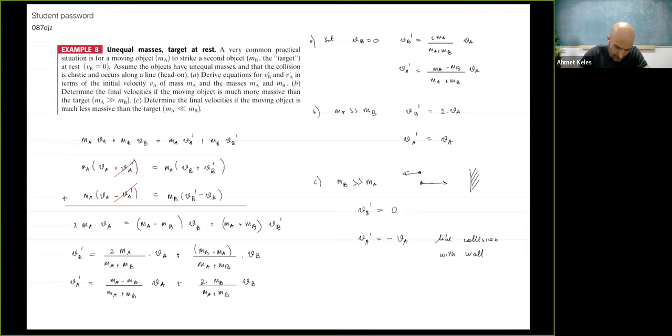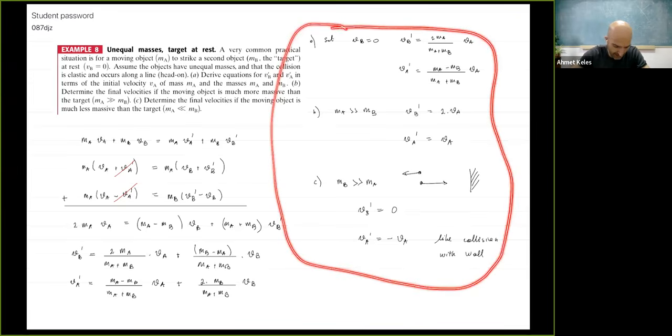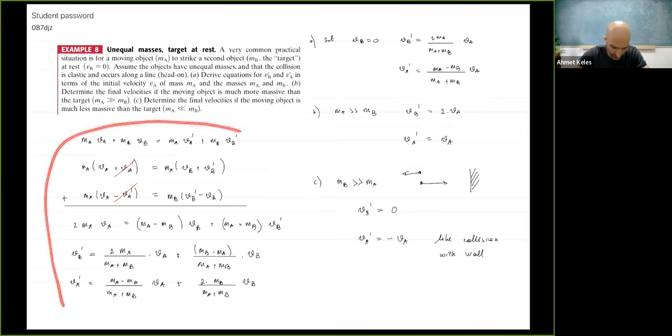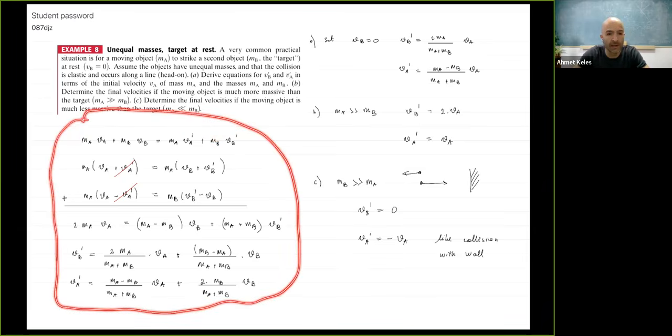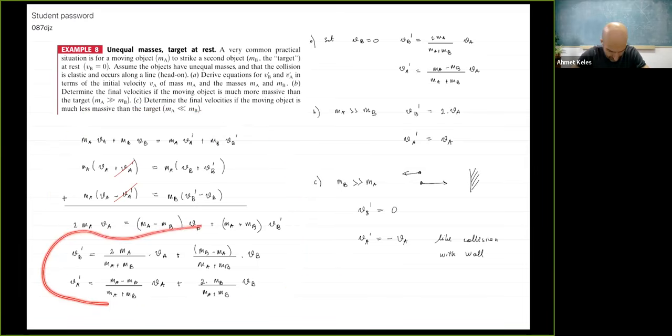So the question is asking us only this part, but we did something more complicated, and hopefully you appreciate that because you see everything is much simpler, and this thing is general. No matter what collision you have in 1D, you have to deal with this one. If you want, you can memorize this result or write it somewhere and use it.